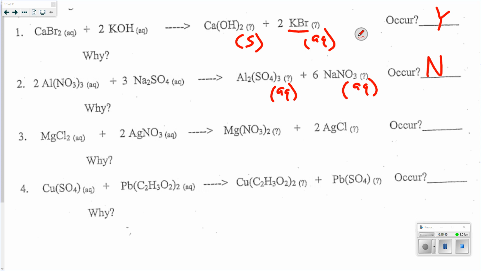Okay? On your own, take about 2 minutes right now to answer questions 3 and 4. Now, if you answer yes, it will occur, the why question would be identifying which product created the precipitate.